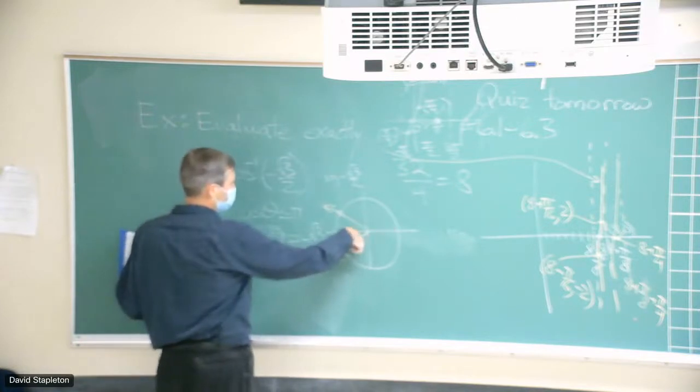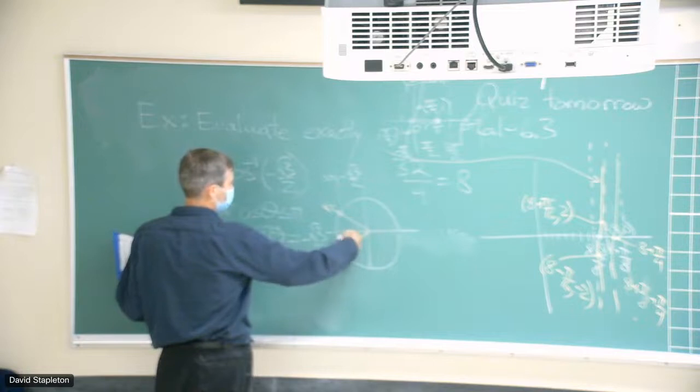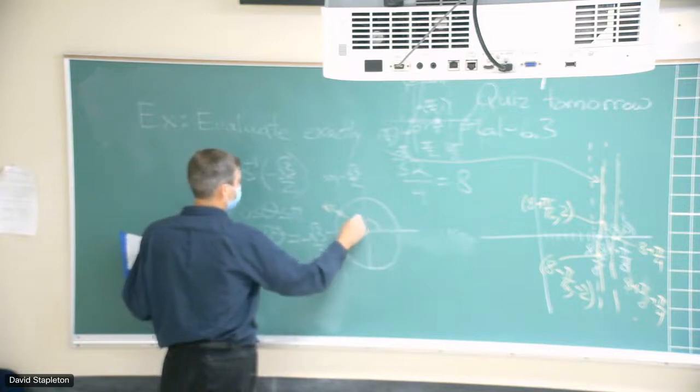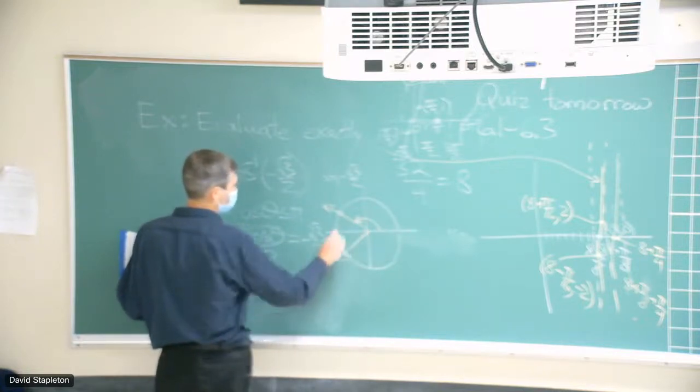Well, it can't be that way. It's negative. It can't be all the way around here. That's more than pi, right? Pi is right here. It must be this one right here. So this is the arc cosine. What is its value?